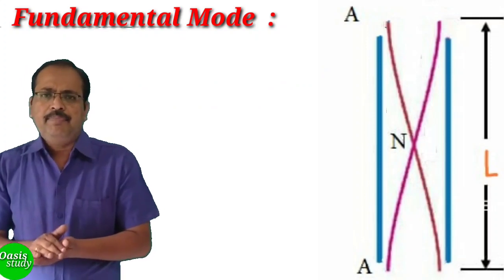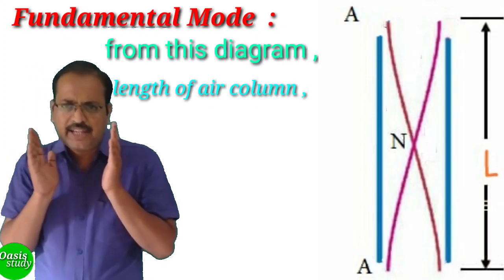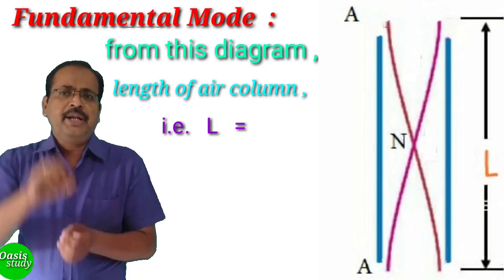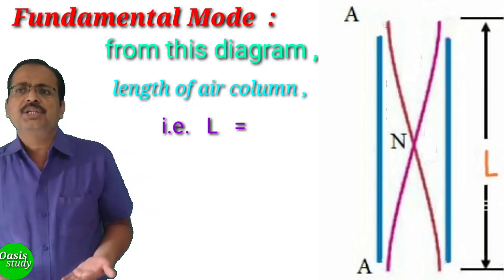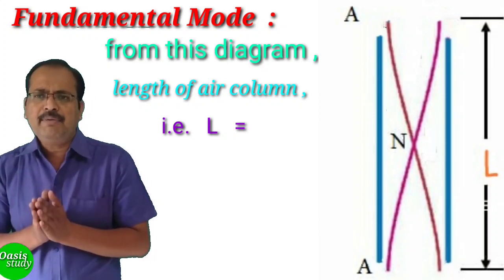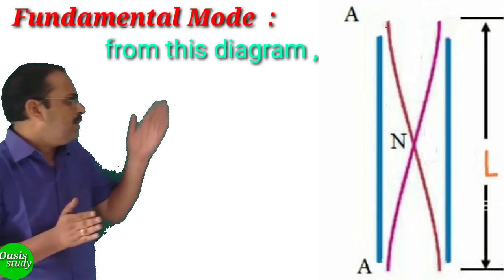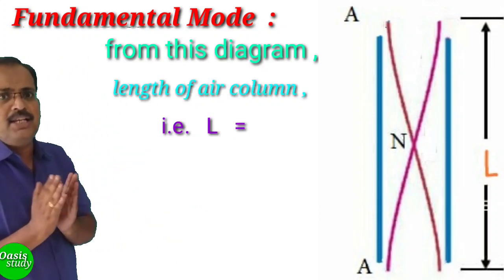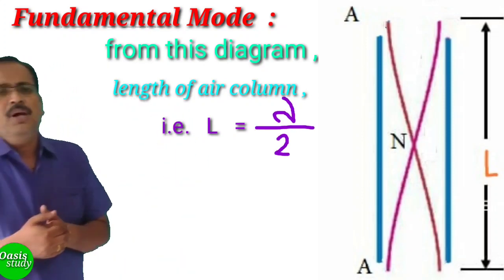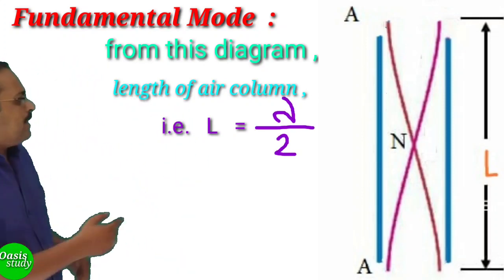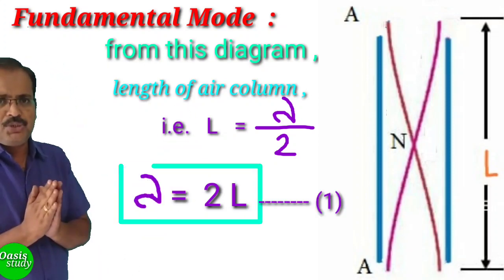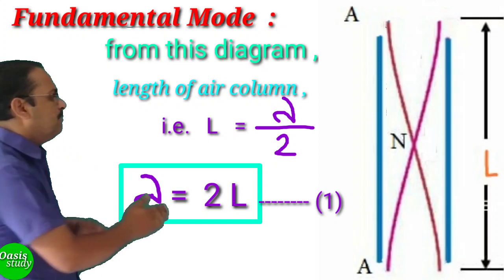From this diagram, the length of air column, capital L, is equal to the distance between two antinodes. According to the property of stationary waves, the distance between two successive antinodes is lambda by 2. Therefore, capital L is equal to lambda by 2. Therefore, lambda is equal to twice L. This is equation number 1.